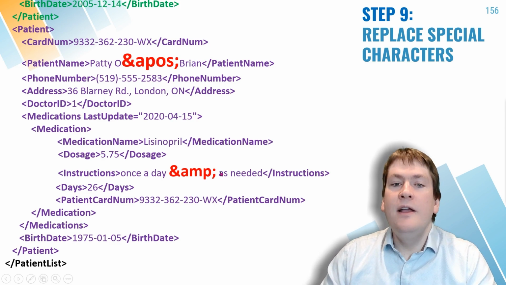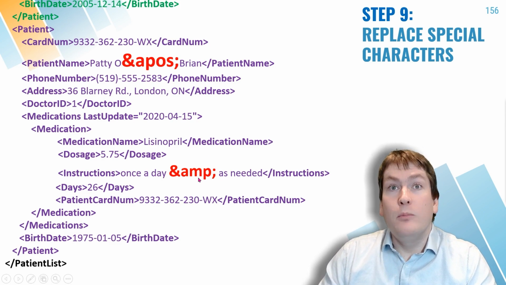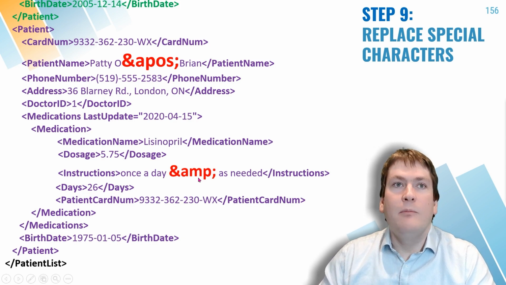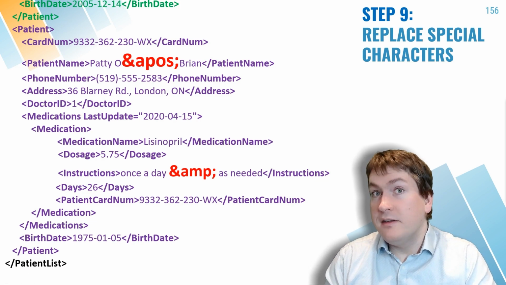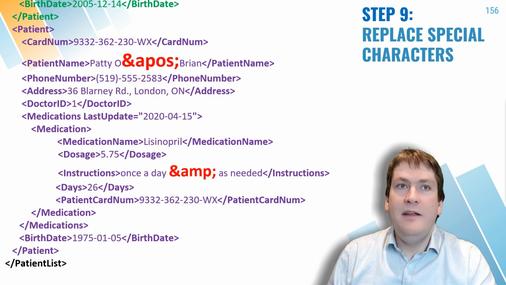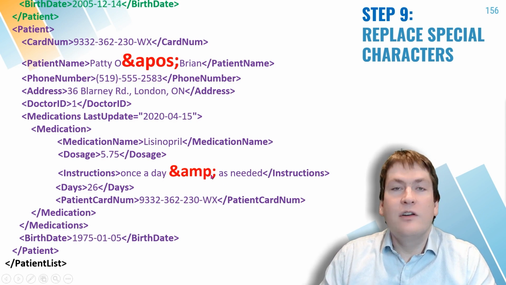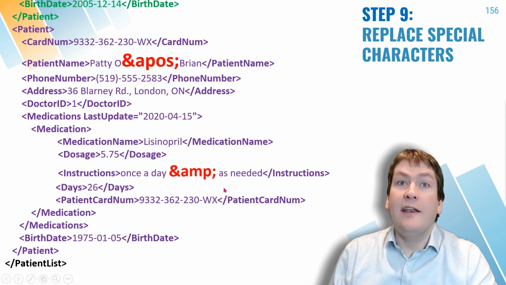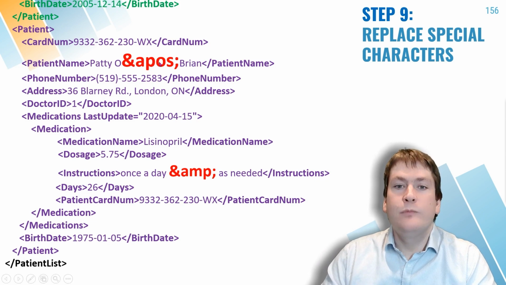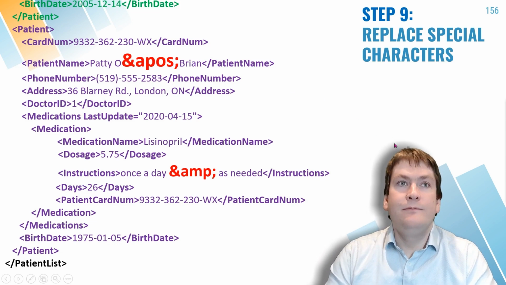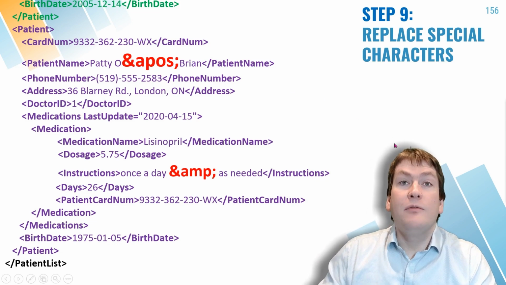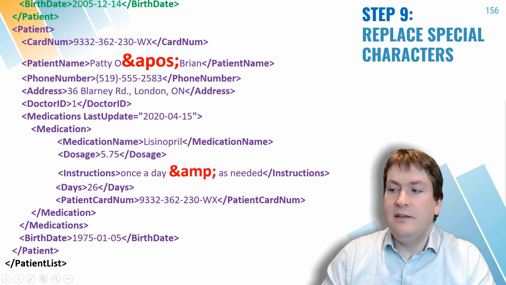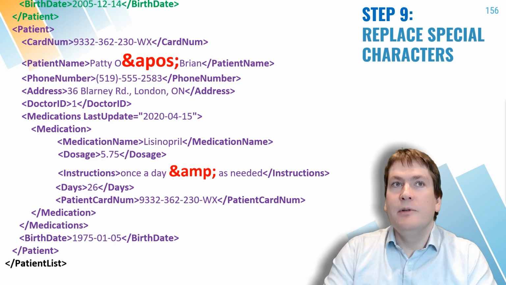So what will happen is, once this is imported into something like Microsoft Access, it's going to replace these characters for us with the actual symbol they represent. So once we see this in an actual record in our database, it won't be this weird code, it will be the actual and symbol, or the ampersand symbol. Same thing with the apostrophe. So that's an important step, otherwise we might get some errors when we try to validate this XML document, and we won't be able to import it correctly.